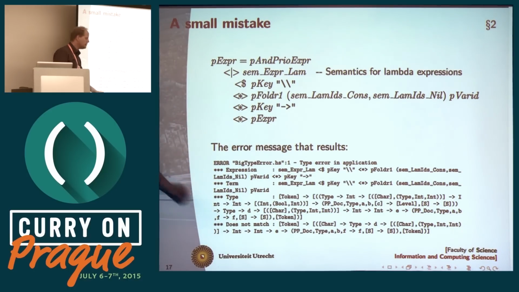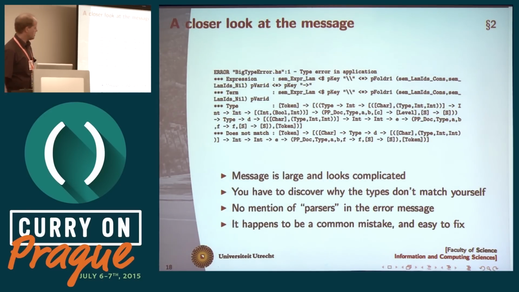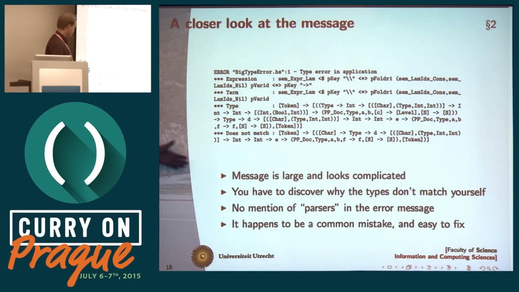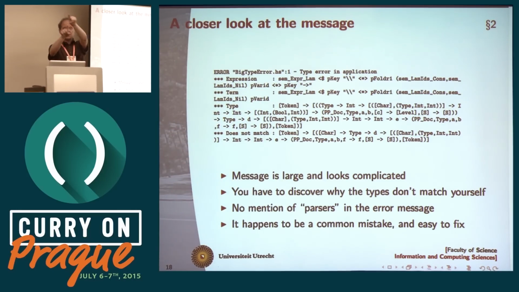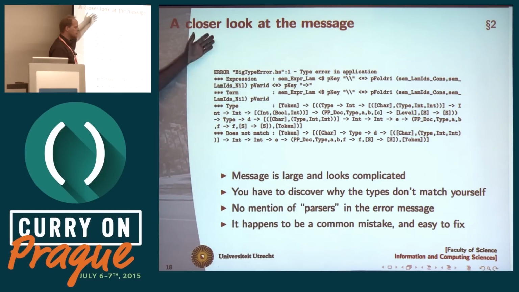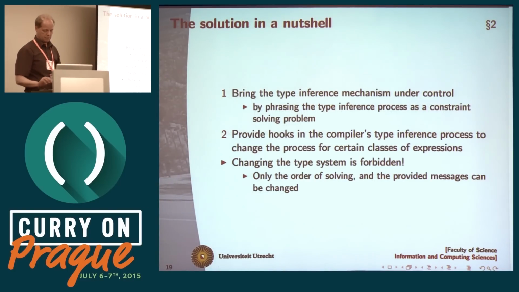But now I get this error message. Why? Because the underlying implementation, the encoding of parser combinators inside Haskell, is revealed to the programmer, who of course should have no understanding of this whatsoever. So it looks large, it's complicated. You have to actually match up the types yourself to say where actually is the mistake. It takes a long time. It doesn't mention parsers anywhere. And as it happens, it's actually very easy to fix. It's just one larger than sign.